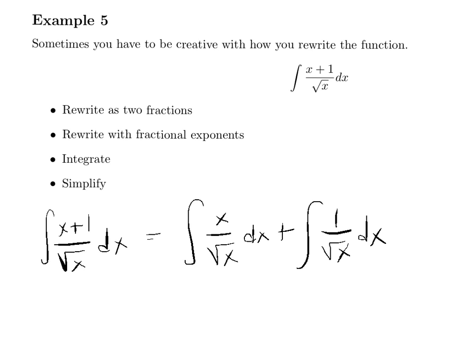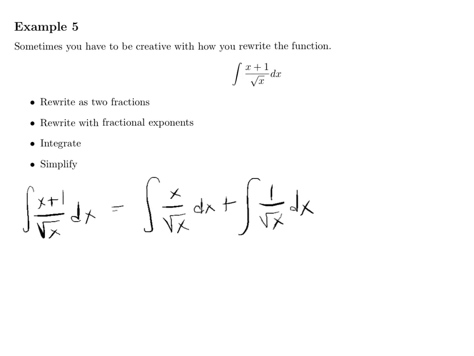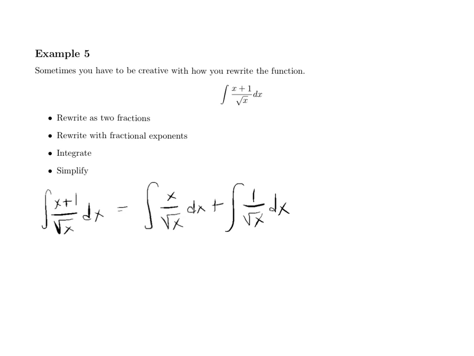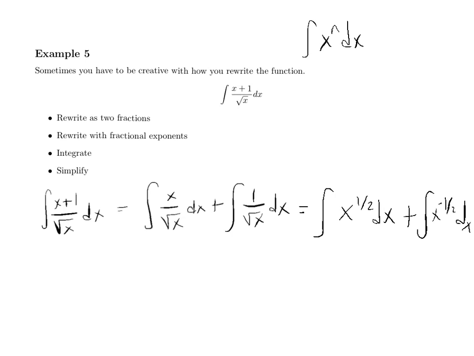Now we can rewrite those even simpler. X over square root of x, we just subtract the exponents: x to the 1 minus x to the 1/2 gives us just x to the 1/2 dx. And then 1 over square root of x is the same as x to the negative 1/2 dx. So now this is straightforward. We can go back and use our same old rule.